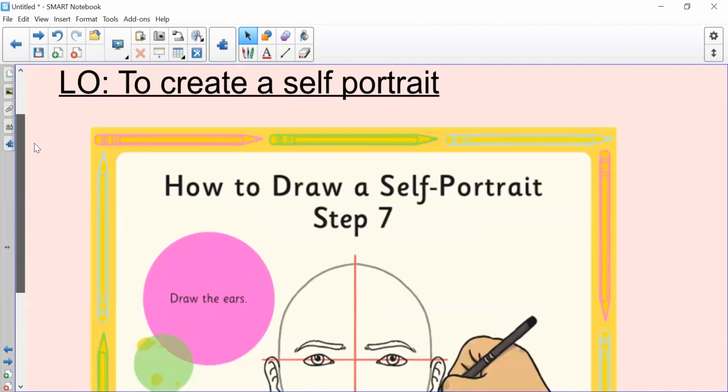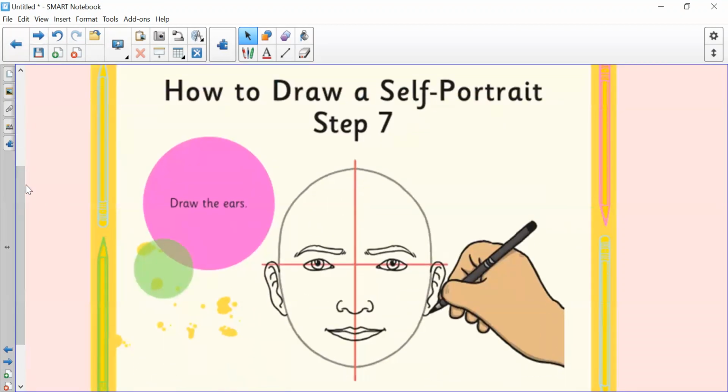Okay, number 7, draw the ears. Again, where do your ears fall? Do you have earrings in or freckles on your ears? Do you have a hearing aid? Make sure you draw in all those really special things that make you, you.